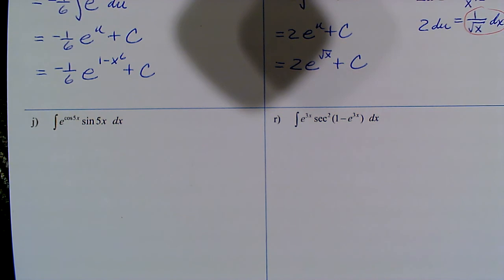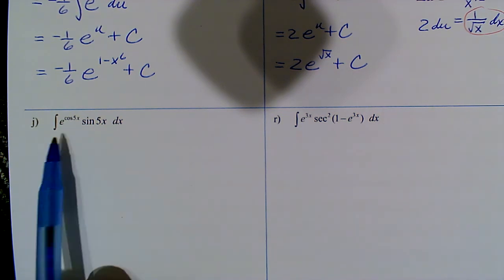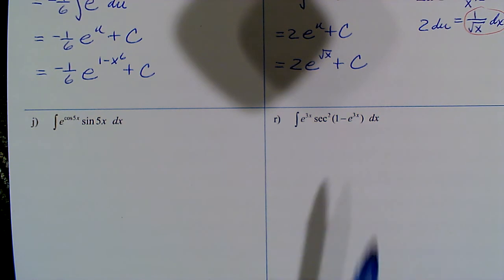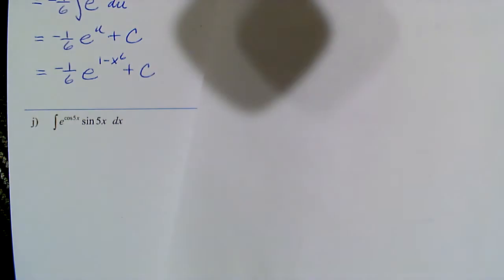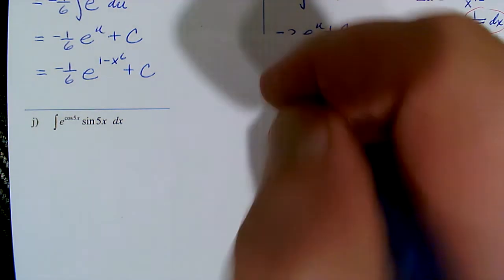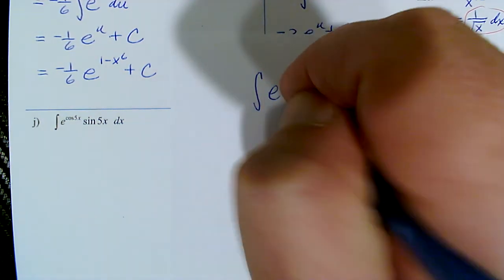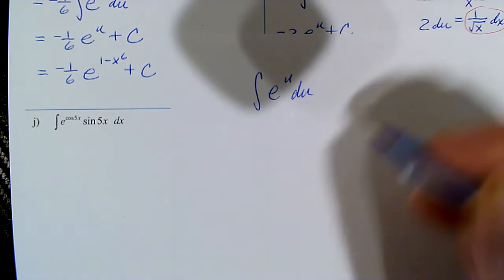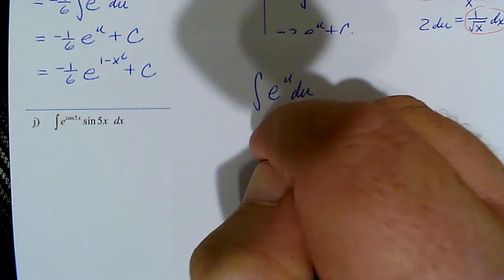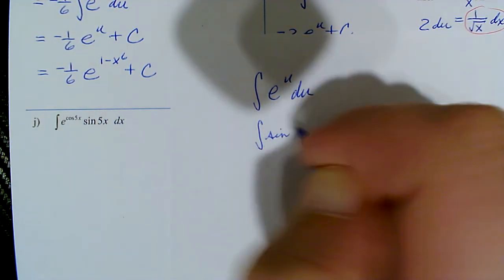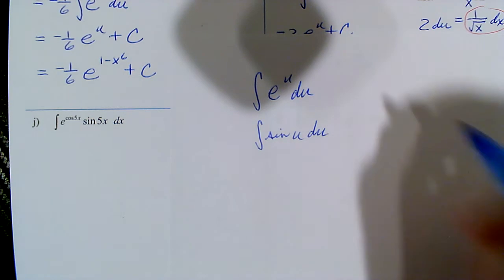But now we see in letters J and R that we have a product of exponentials and trigs. And when we have this situation, we don't know which one dominates. It could be the exponential, it could be the trig. So you just have to think a little bit. Now if we look at letter J, what are the choices? Well, I see an e, and so the integral of e to the u with respect to u is a choice. And then we see the sine function, so the integral of sine of u with respect to u is a choice.